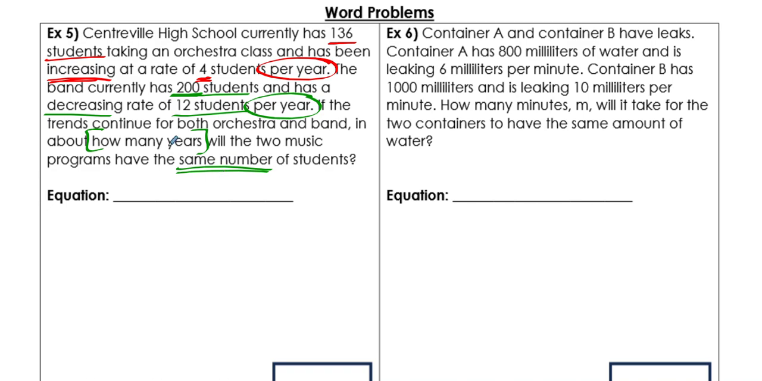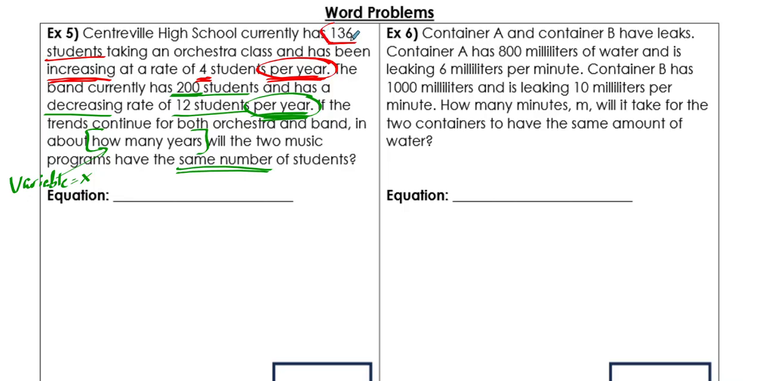Alright, first off, what is the question looking for? It's looking for the number of years. So that's telling me that is where my variable has to be. That's going to be my x. So I don't know the number of years, and I just read that that's what we're multiplying by. Per year means times the number of years. That's what I don't know, so that means that's where my multiplication has to be happening. So I'm going to write 4x.